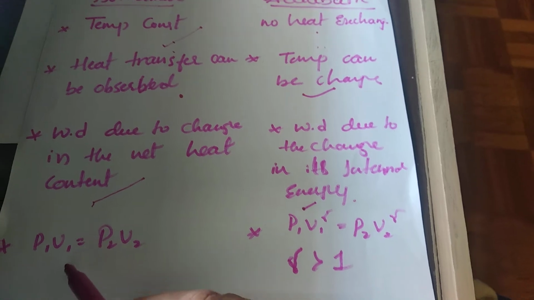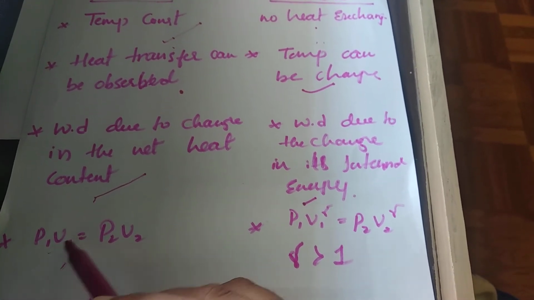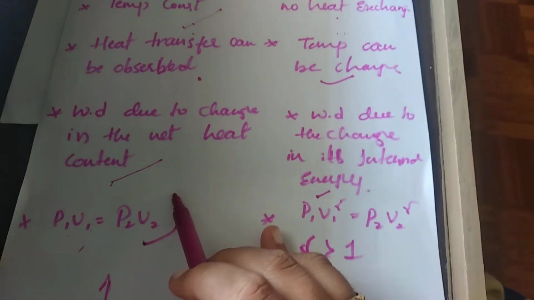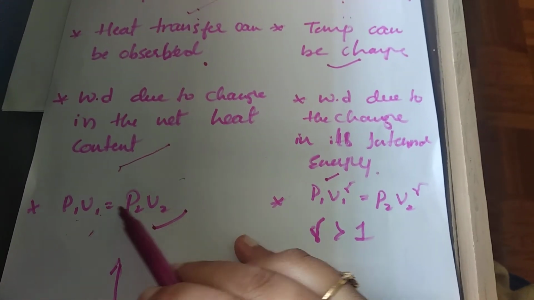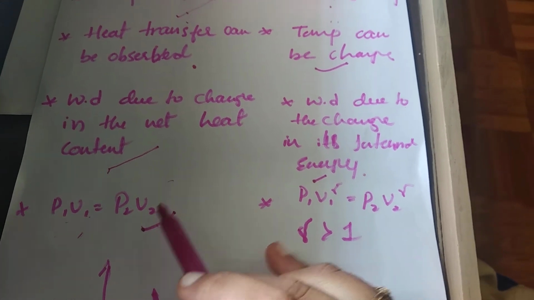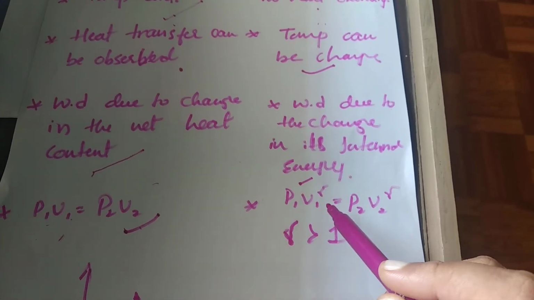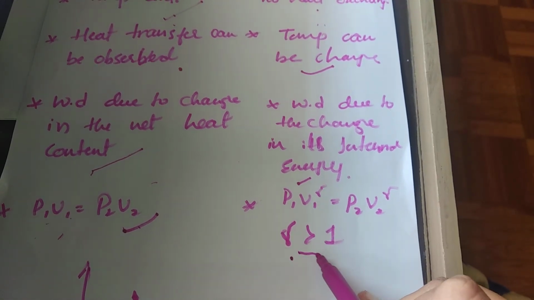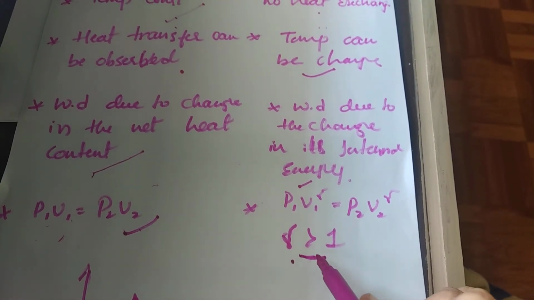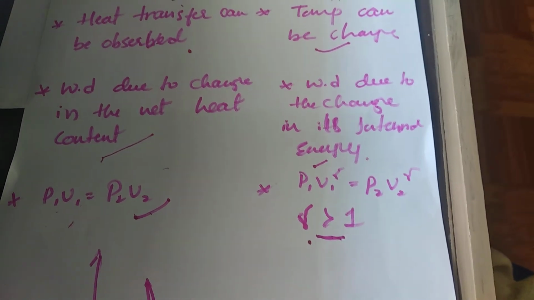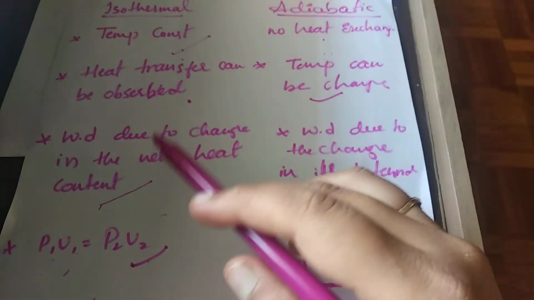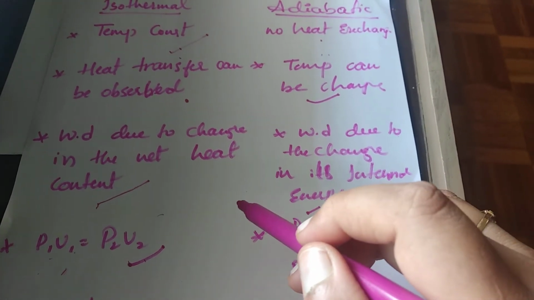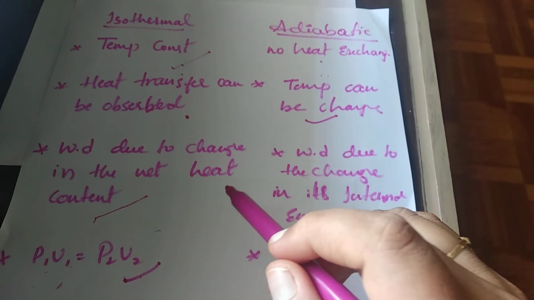Because the temperature is constant, for the isothermal process P1V1 is equal to P2V2, pressure and volume. For the adiabatic process, P1V1^gamma is equal to P2V2^gamma. Here gamma is greater than 1, as we use in numericals. These are all the causes for the correction of the speed of sound in Newton's formula.